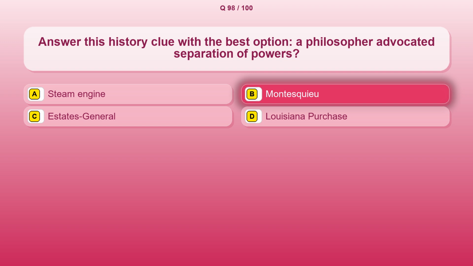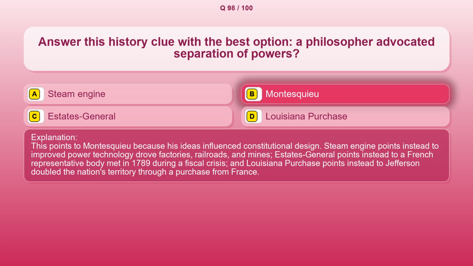The correct answer is option B, Montesquieu. This points to Montesquieu because his ideas influenced constitutional design. Steam engine points instead to improved power technology driving factories, railroads, and mines. Estates-General points instead to a French representative body that met in 1789 during a fiscal crisis, and Louisiana Purchase points instead to Jefferson doubling the nation's territory through a purchase from France.